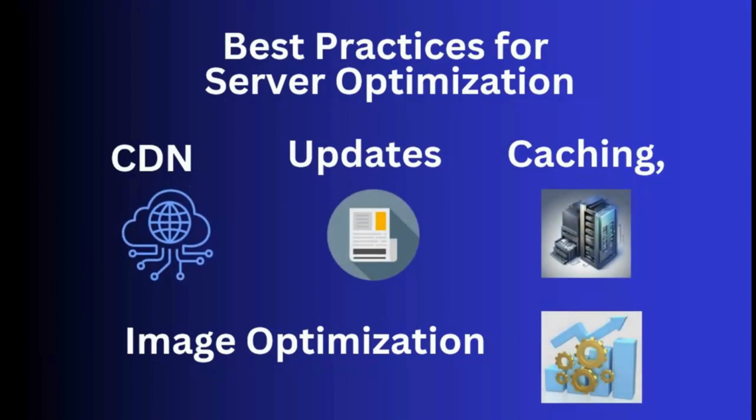The best practices include regularly updating server software, implementing caching mechanisms, optimizing images, and using a content delivery network, that is CDN, to distribute content efficiently.